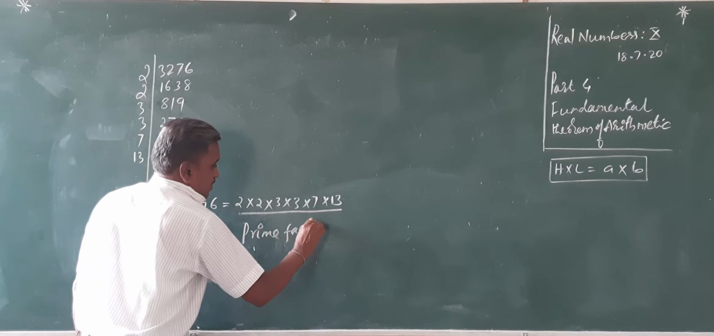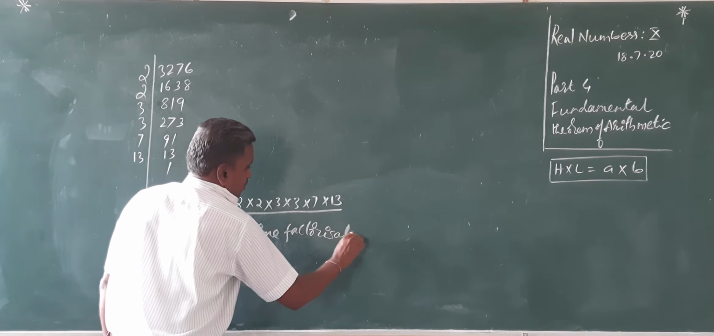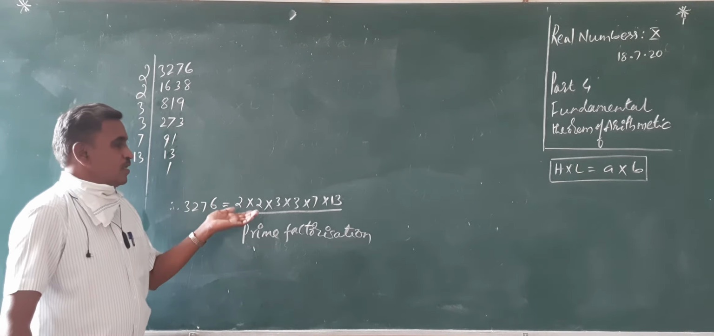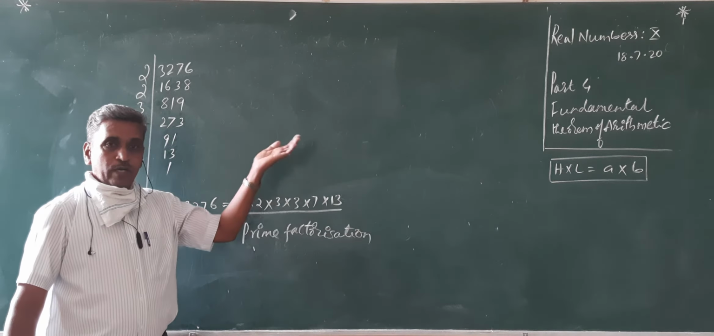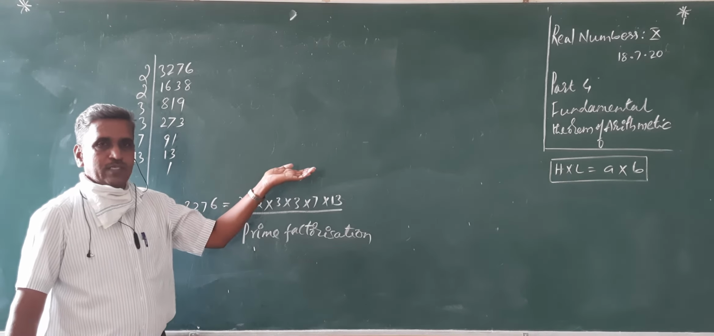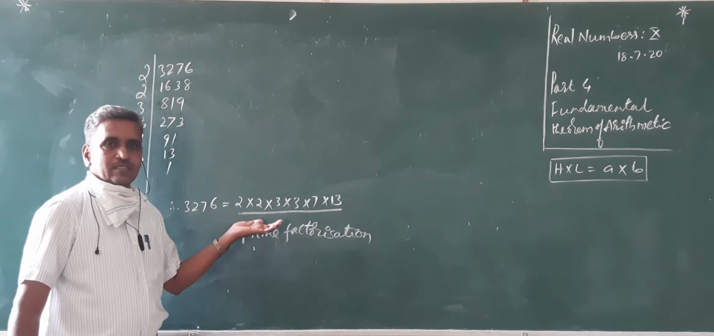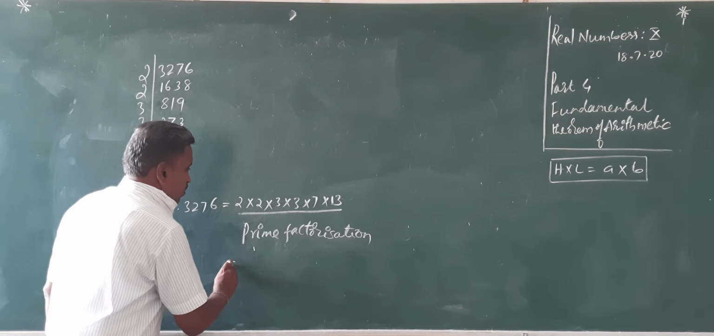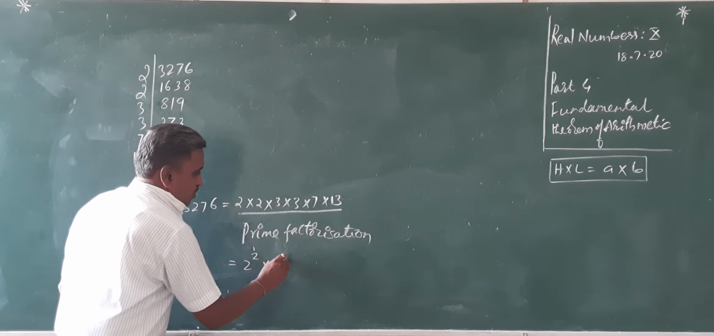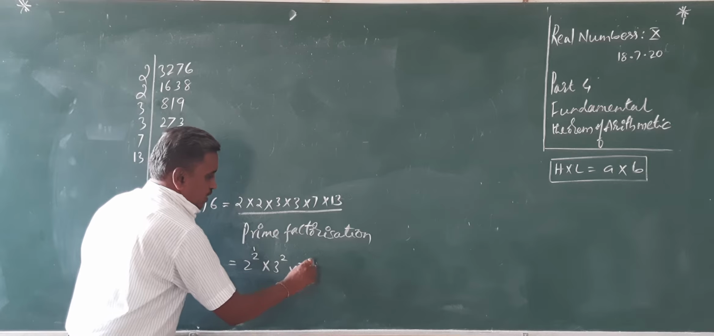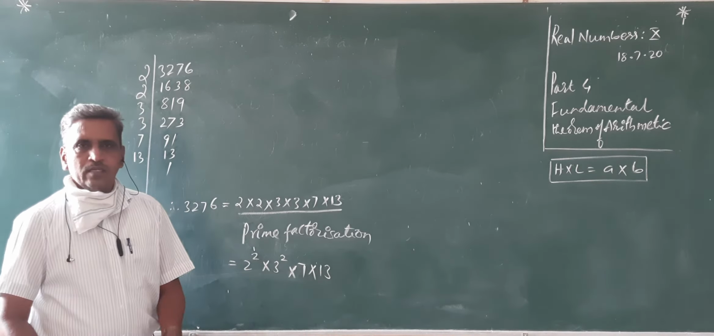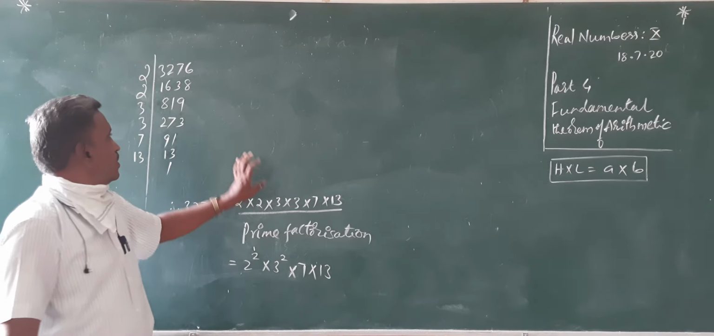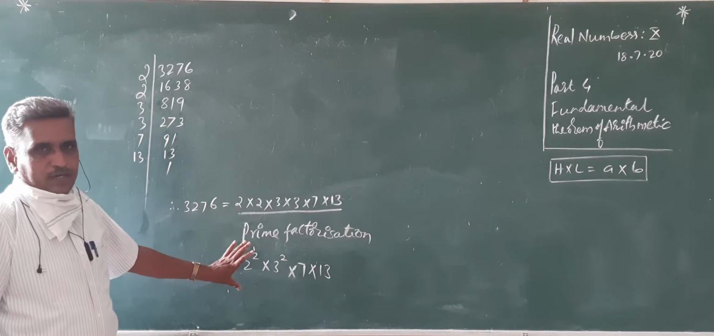Prime factorization. Here it is possible to write the given number in its prime factorization. It means every composite number can be expressed as a product of primes. You can write 2 to the power 2, 3 to the power 2, into 7 into 13 also. Yes, this can help you at the time of writing the exam. So this is said to be prime factorization.